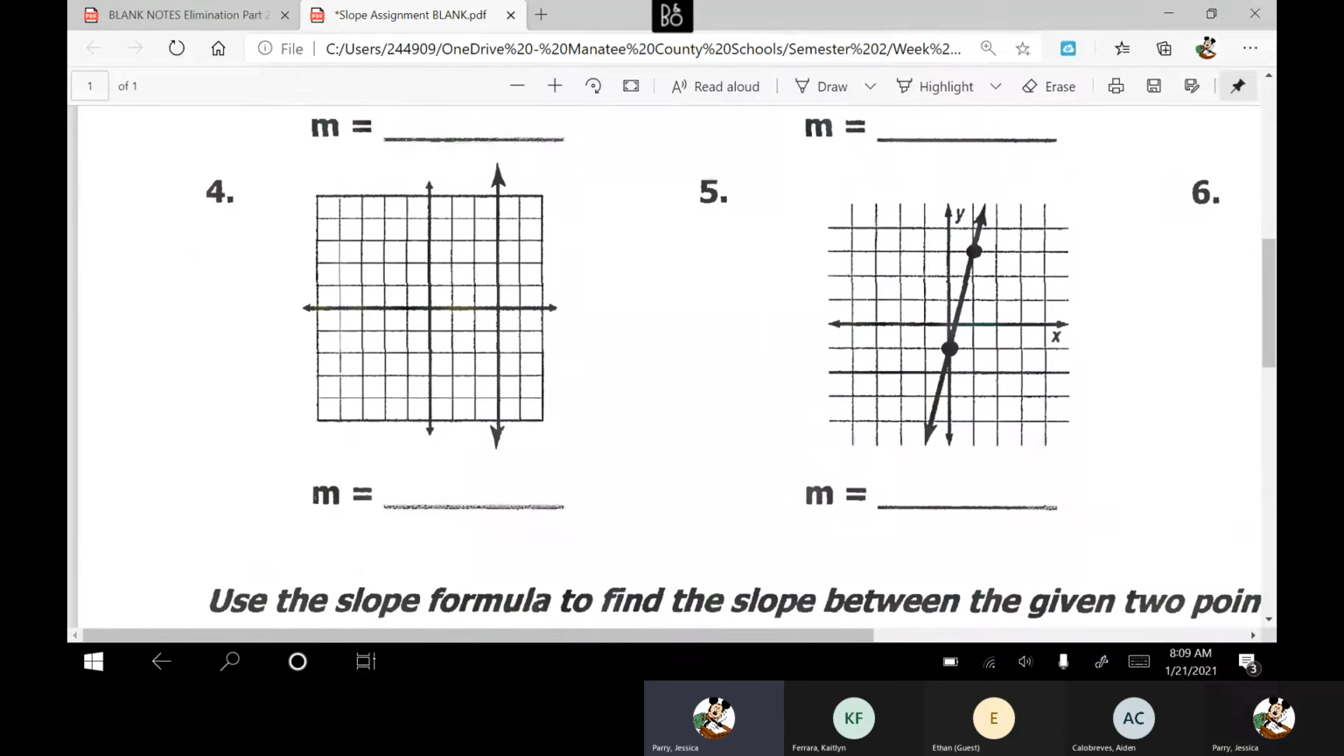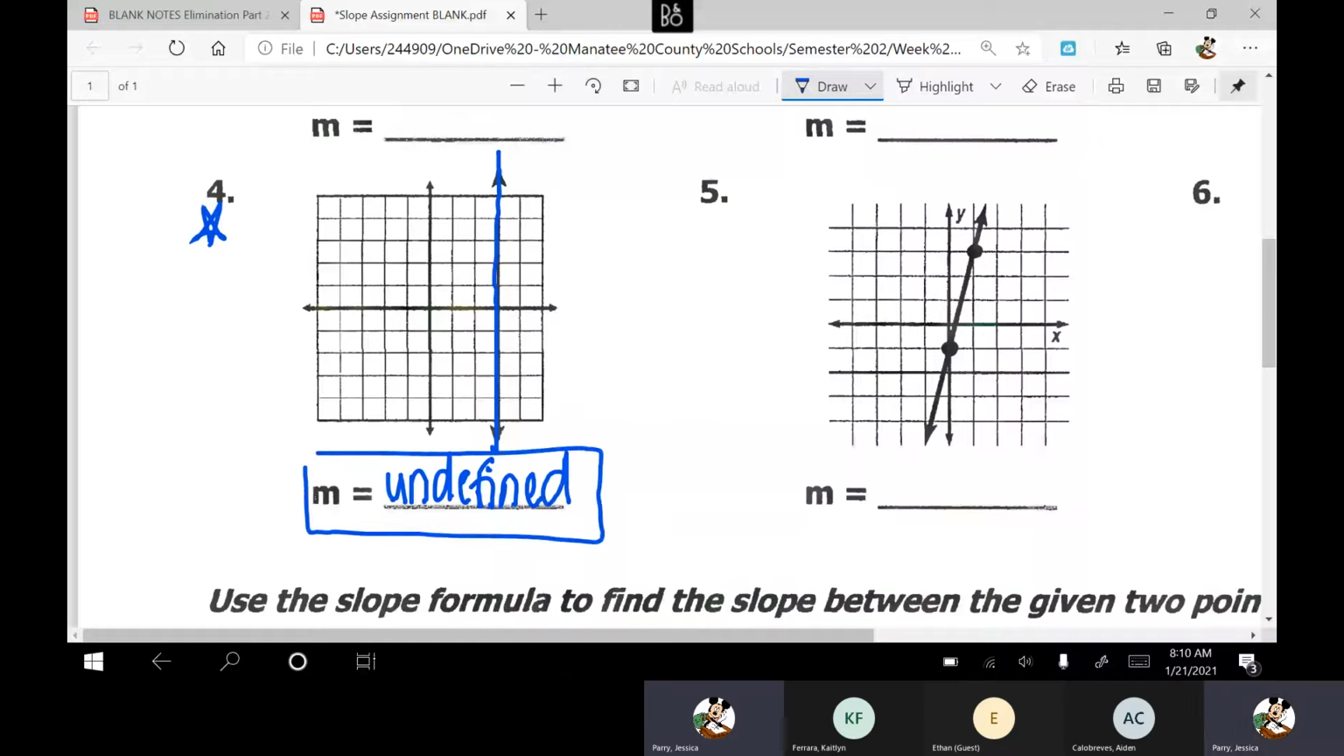Number 4. Let's do number 4 together. This is your line. I know sometimes they're kind of hard to see, but that is your line for number 4. Is this a vertical or a horizontal line? It's vertical. This line is vertical. So remember, I gave you guys that hint. I told you a horizontal line is 0 slope. So what is a vertical line? What kind of slope is that? Undefined. Perfect. That is undefined. So that would be your final answer for number 4 because it's a vertical line.